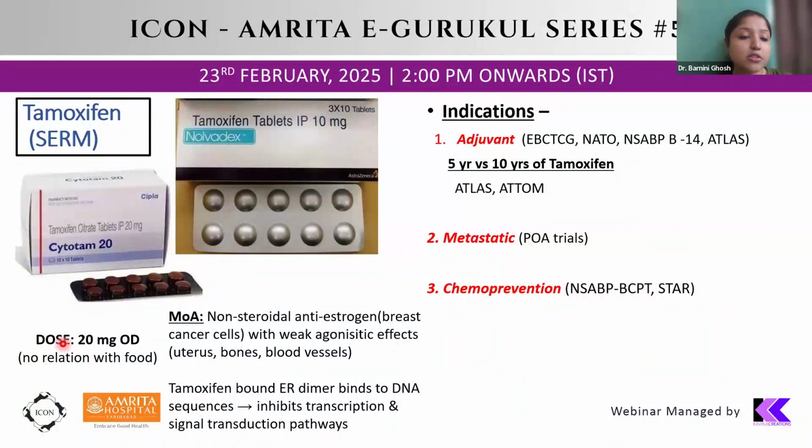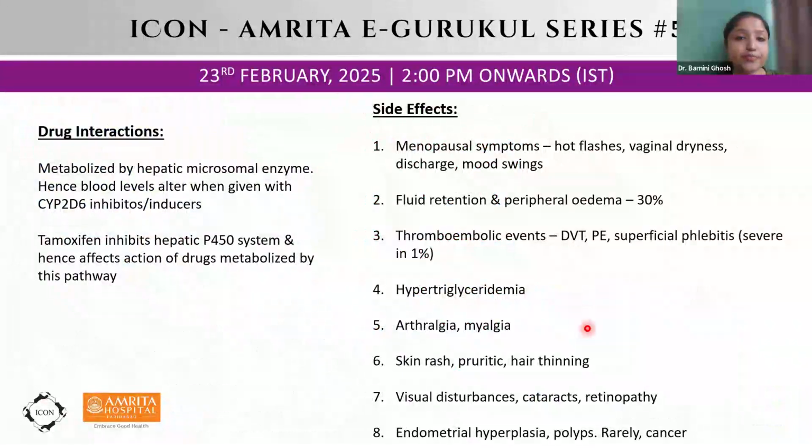Now, what is the dose of tamoxifen? It is 20 mg once daily. It has no relation with food. The tablets are available either as 10 mg tablets or as 20 mg tablets. And the indications, as I have already discussed, are in the adjuvant setting and in the metastatic setting. Another indication is chemoprevention for patients who are at high risk of developing breast cancer, particularly BRCA mutant patients. So in such individuals, tamoxifen may be used as a form of chemoprevention.